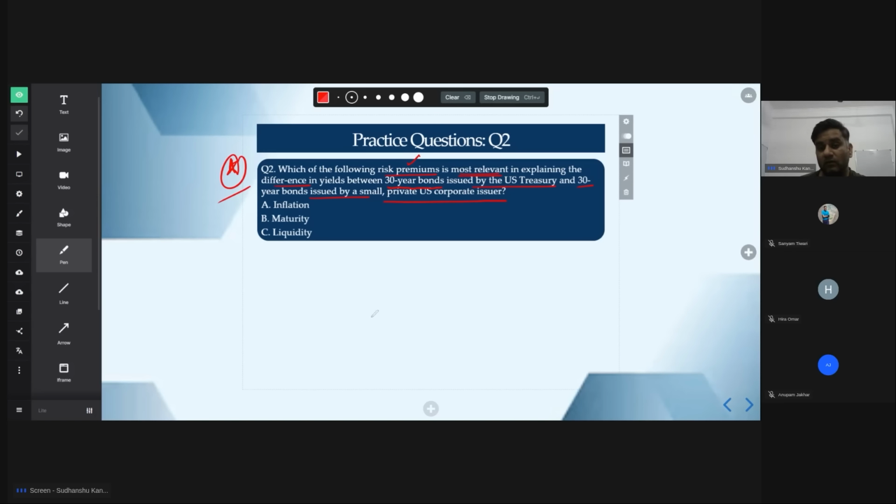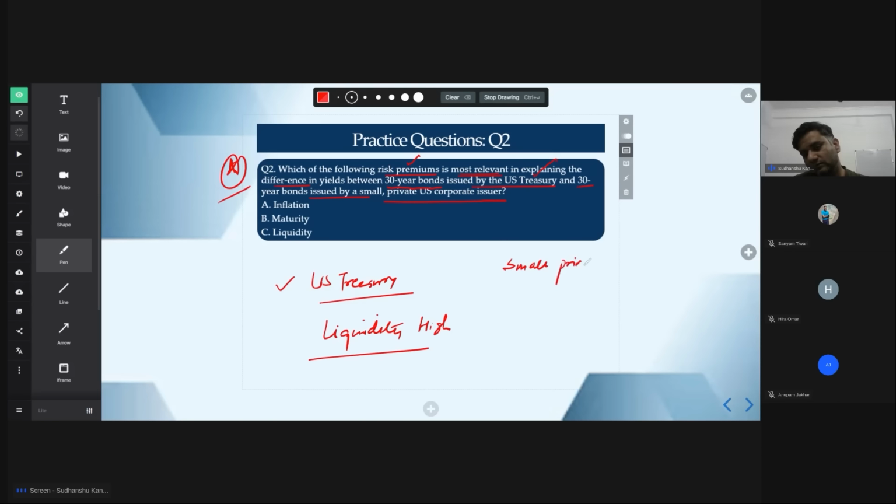Now, in this case, one bond is of US Treasury. US Treasury is basically US government bonds, right? The Bloomberg, which I showed you, that was US Treasury, right? So that is very liquid because there are a lot of participants. Liquidity is very high, right? When you have a small private US corporate issuer like Shapurji Palanji Group, let's say, I'm just taking an Indian equivalent, that liquidity will be low, right? Because not many players will be ready to participate there.